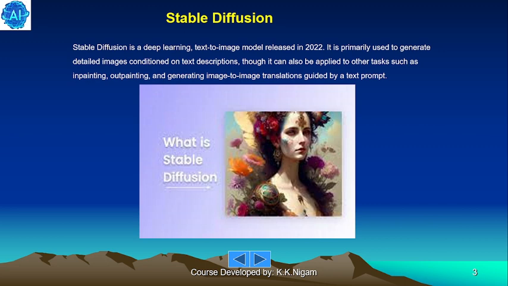It is primarily used to generate detailed images conditioned on text descriptions, though it can also be applied to other tasks such as in-painting, out-painting, and generating image-to-image translation guided by the text prompt.